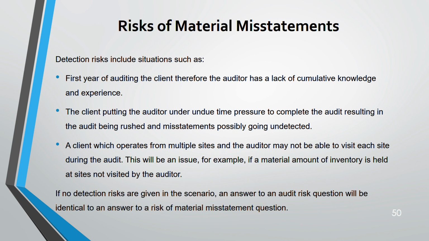So if no detection risk is given in the scenario, that means in your AAA exam, if nothing has been mentioned about detection risk, then please understand audit risk will be equal to risk of material misstatement. They are the same. Why? Remember the diagram? Audit risk takes two things: risk of material misstatement and detection risk. But if there's no detection risk, then the risk of material misstatement is the only audit risk. They are equal.